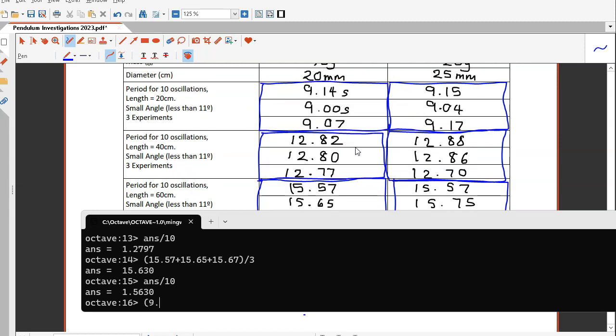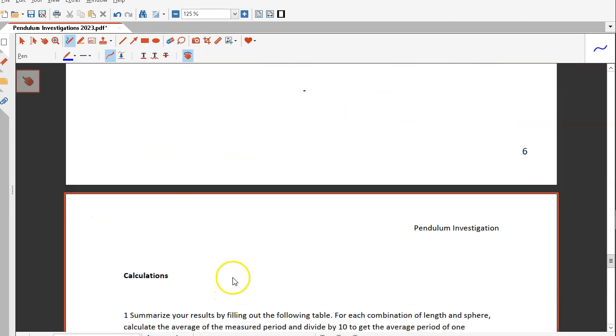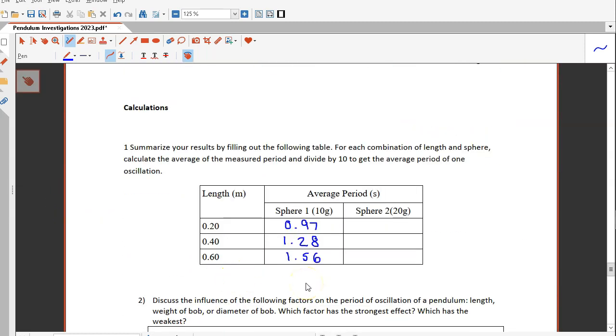And this is 9.15 plus 9.04 plus 9.17. And then let's divide that by 3 and divide that answer by 10. And we get 0.912, so that should go over here.